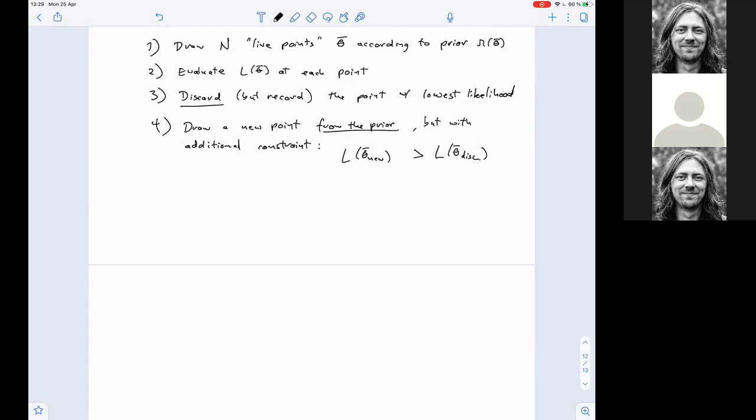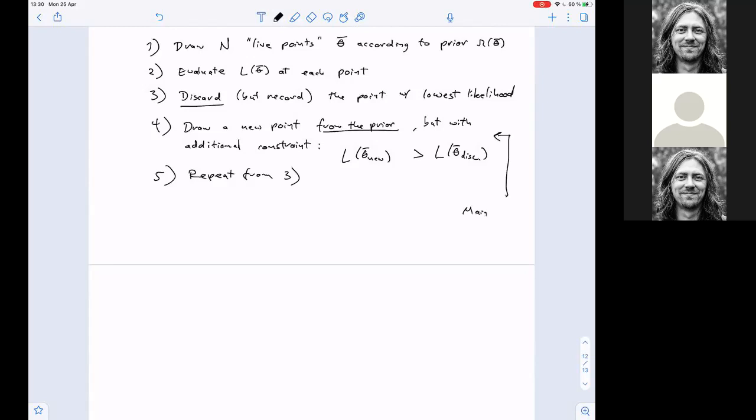And of course, then you can see that if you just do this over and over again, you will have a population of points of a fixed size that keeps moving upwards and upwards in likelihood, and then bunch together in parameter space. So then the fifth step is just to repeat from step 3.